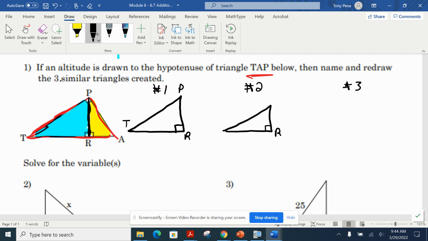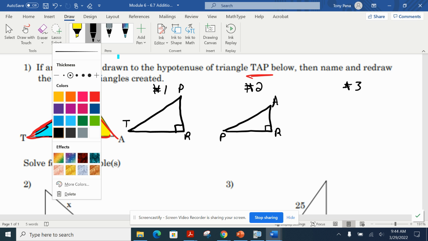And then we have two legs. The smaller leg goes from R to A. When we look at the smaller legs over here, here's our smaller one, so this has to be RA. And then the longer leg is this altitude from R to P. So the longer leg over here would have to be R to P.